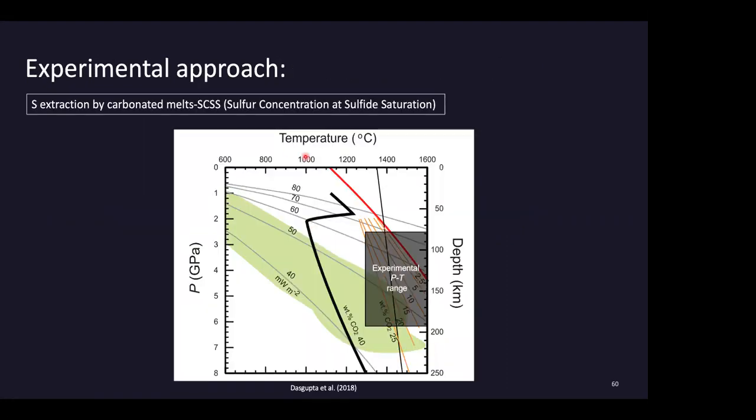In this pressure temperature plot, we show the experimental pressure temperature range of our experiments. The pressure range is from 2.5 to 6 GPa, and the temperature range is from 1300 to 1600 degrees C. And we see that in these experiments, the carbonated melts are very much stable, as we see that there is a different percentage of carbon dioxide that is present in this kind of pressure temperature condition.